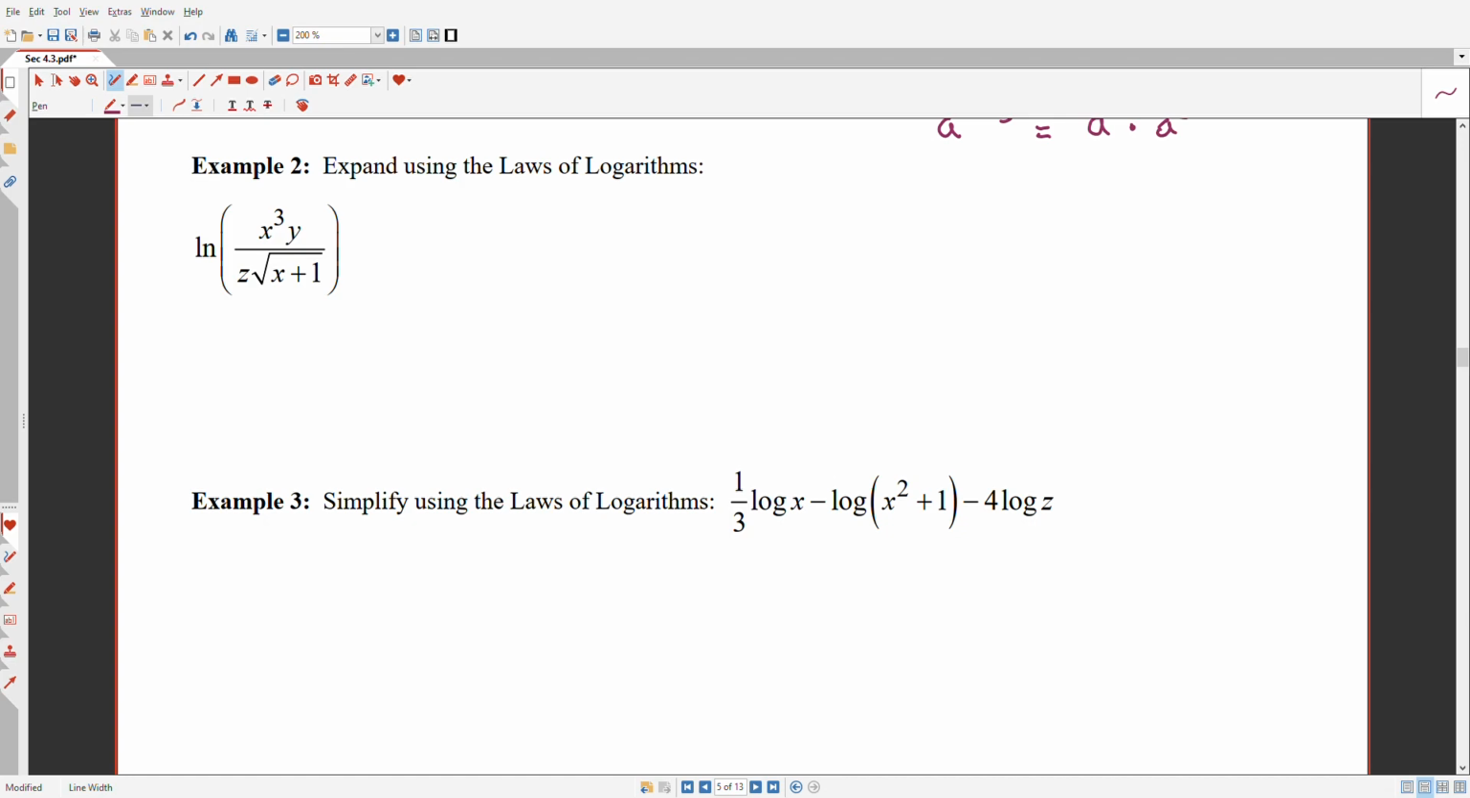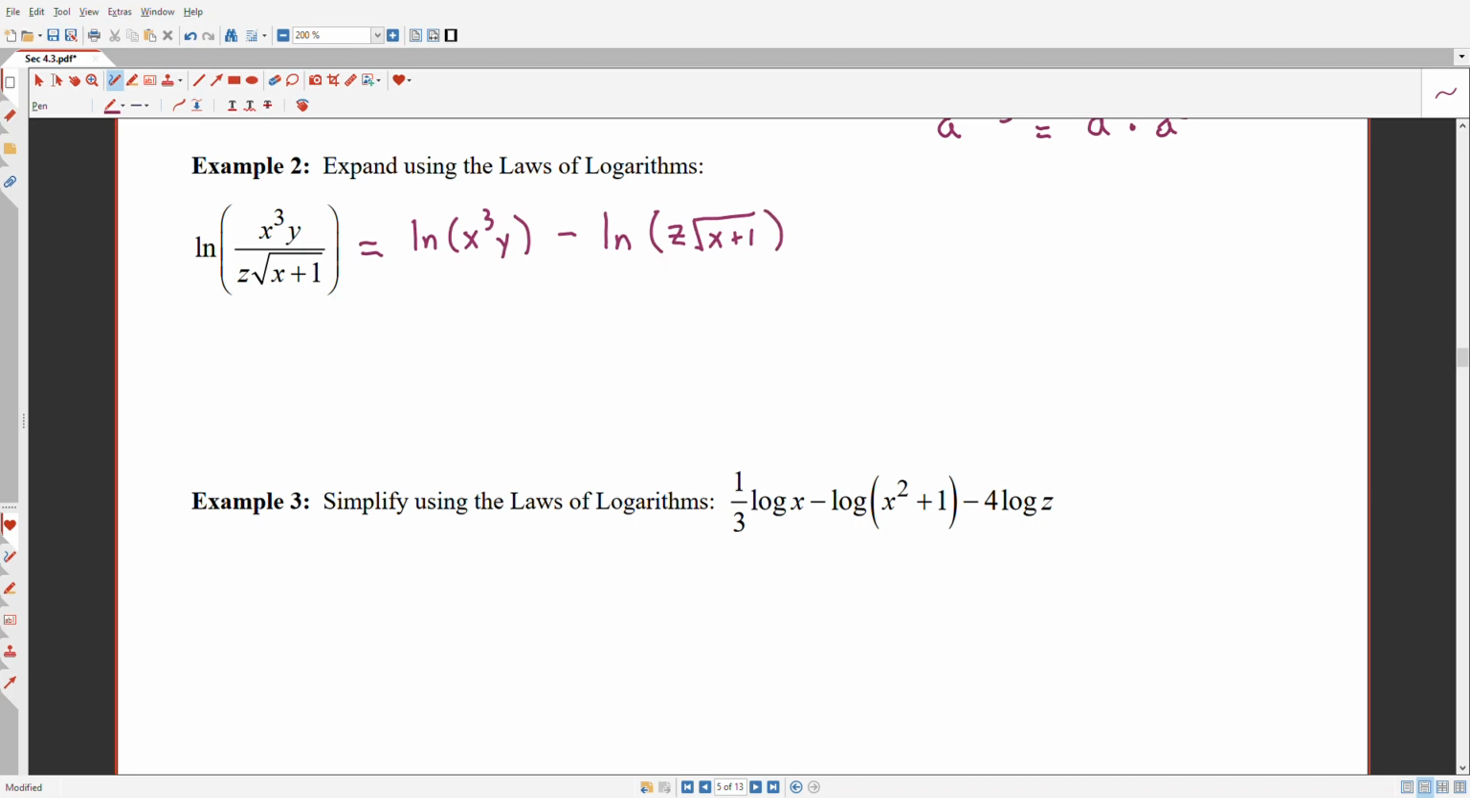I say, oh, look, I have the natural log of a fraction. Well, logarithms turned dividing into subtracting. So I take the natural log of the numerator, and then I can write that dividing sign as a minus, and then I have the natural log of the denominator. That already looks a lot nicer.